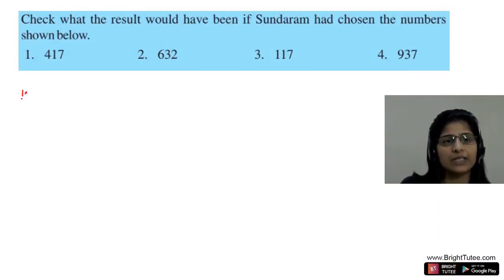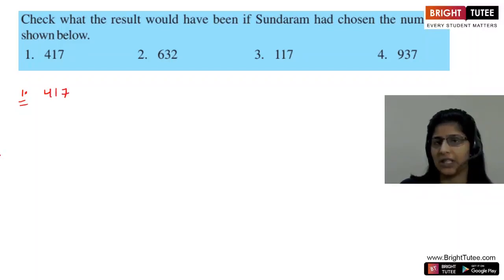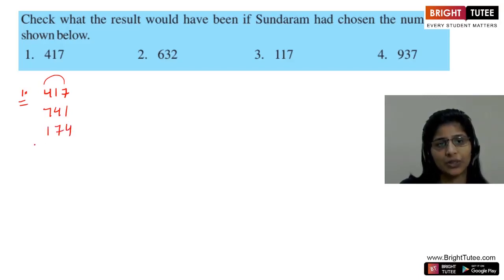So the first one is 417. Okay, so let us consider this as ABC. Now what will be the second number? Shift 7 here, so we'll get 741, and then it will be 174. Add them all. 7 and 1 is 8. 8 and 4 is 12. Carry is 1. So 7 and 4 is 11, 1 is 12 and 1 is 13. Again 1 carry. So again 7 and 4 is 11 and 1 is 12 and 1 is 13. 1332.